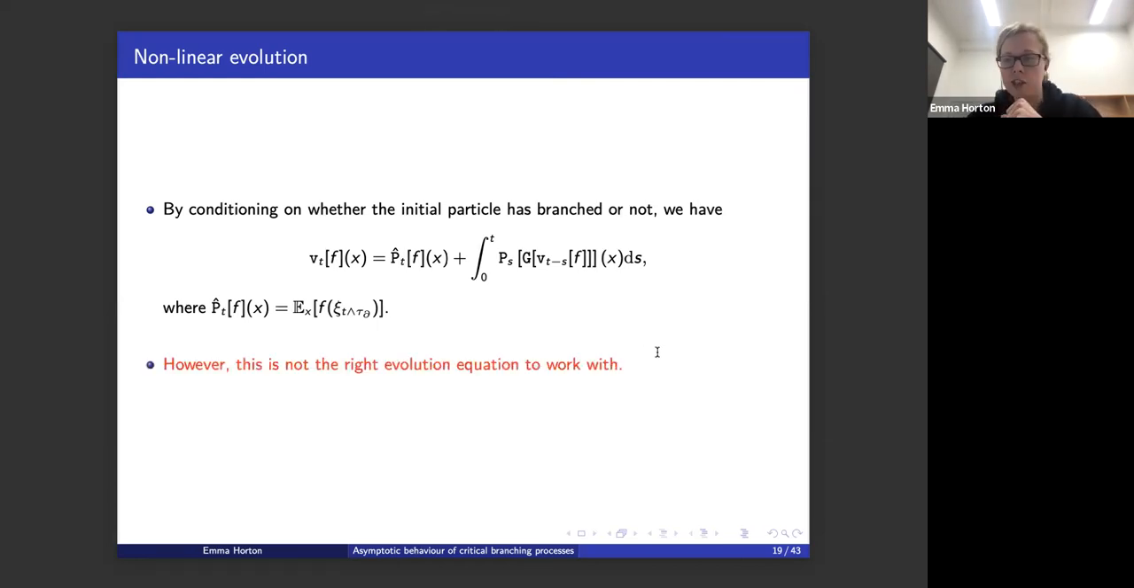But unfortunately, this doesn't turn out to be the right one to work with. And this is because if I was to do exactly what I wanted to do and set f to be of the form e to the minus theta times a function, when I differentiate, I'll get the kth order moment on the left, but I will still get the kth order moment here as well, appearing in the integral term. And I don't want this because I want to use an inductive argument, so I want to somehow get rid of this kth order moment appearing on the right-hand side. And the other reason that this isn't necessarily the right equation to work with is that we don't really know anything about the limiting behavior of PT.